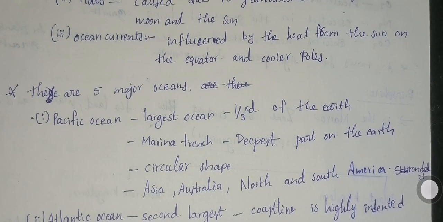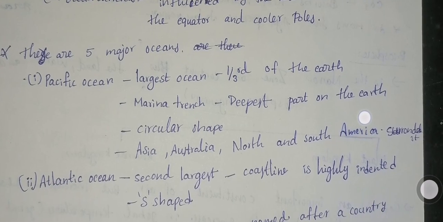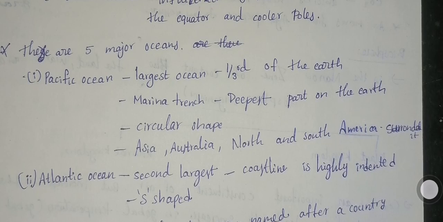Next, oceans. How many oceans are there on the earth? There are 5 oceans on the earth. The major oceans are the Pacific Ocean, Atlantic Ocean, Southern Ocean or Antarctic Ocean, Arctic Ocean, and Indian Ocean. The Pacific Ocean is the largest ocean, and one third of the earth is covered by the Pacific Ocean only. In this we have the Mariana Trench, which is the deepest part of the earth.